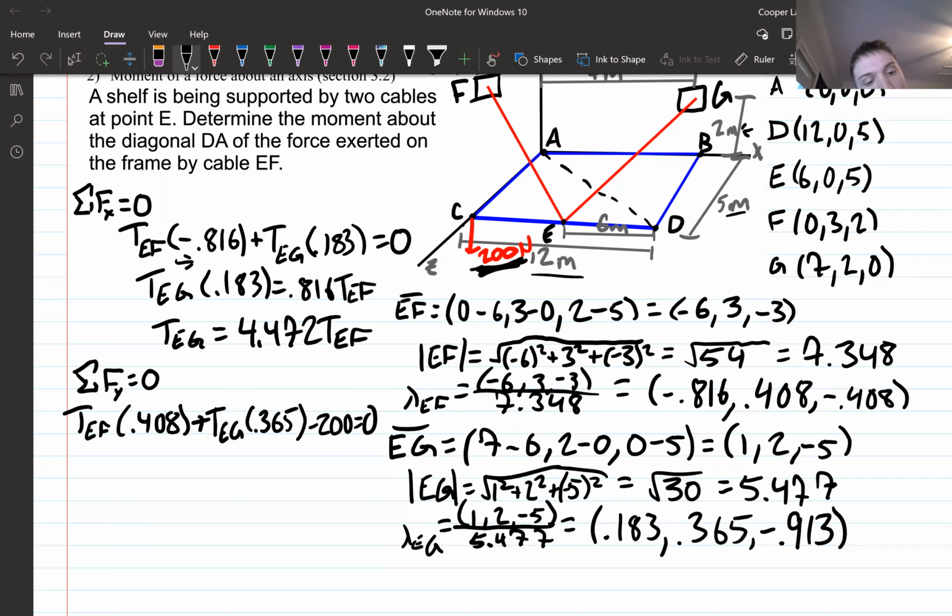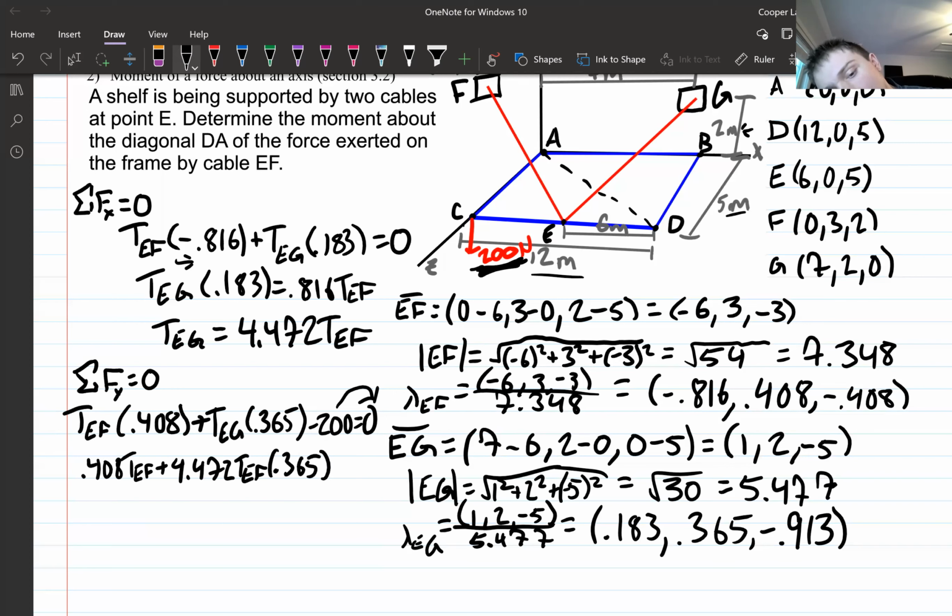So that tells me that 0.408 TEF, and we're also going to add this to the other side, just that way the left side of our equation is all in TEF. And that's our only values there, and its coefficient, of course. Plus 4.472 TEF times, of course, the 0.365, because we can't get rid of that, and this equals 200.